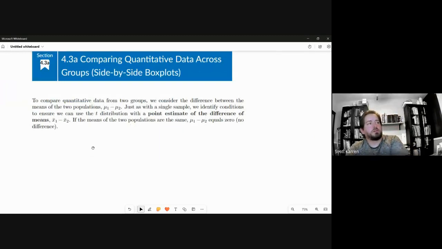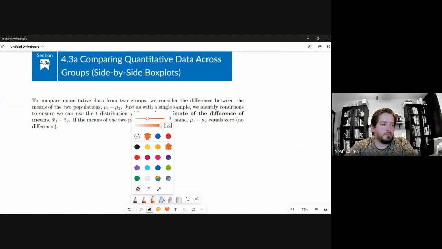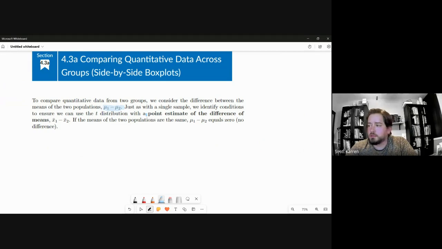To compare quantitative data from two groups, what we're going to end up doing is looking at the difference between two means, the mean from group one minus the mean of group two. We're going to do some tests to see if there really is a true difference between two groups. This is often found in studies and experiments. So we're going to have to identify which conditions satisfy being able to use the t-distribution with the point estimate of the difference of the two means.